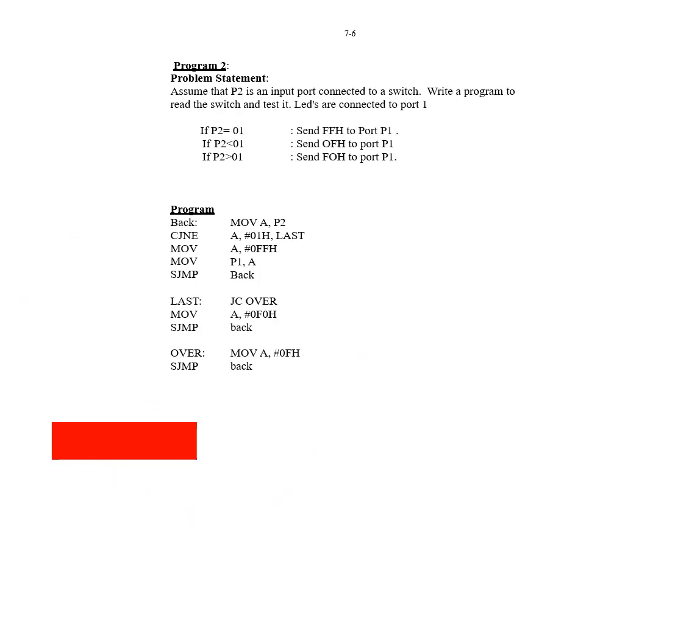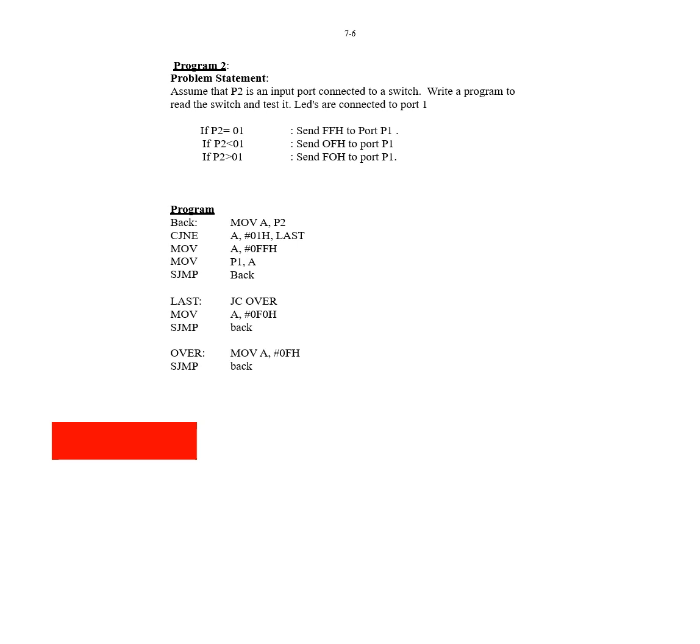Now a small example to make things more simple. Assume that P2 is an input port connected to a switch. Write a program to read the switch and test it. LEDs are connected to port 1. LEDs will normally be connected to an output port, and switches will be connected to an input port. Now the data is coming from P2 to A. So P2 is the input port.